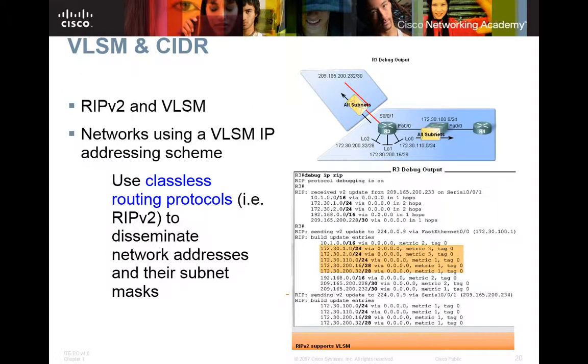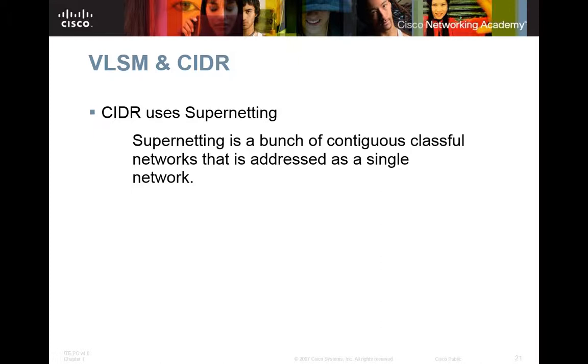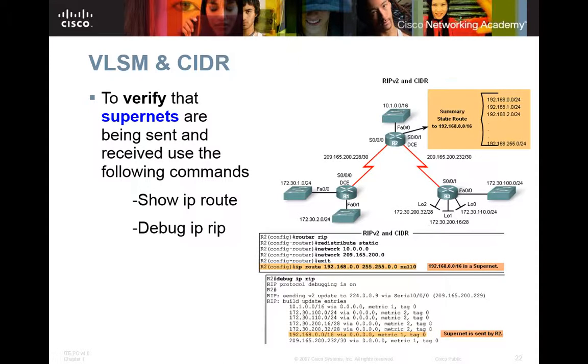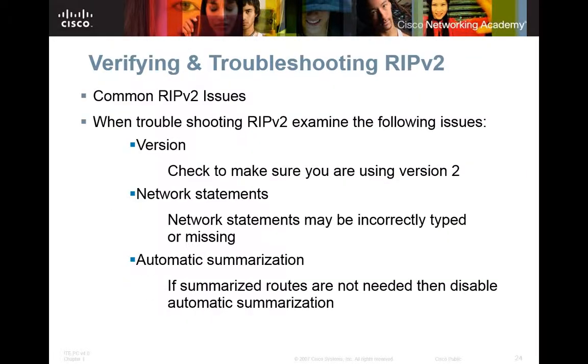Again, I'm not going to talk about debugging. It is a classless one, so you can use VLSM and CIDR. So I can come in and say 10.1.0.0/16. Okay. Remember, CIDR is using supernetting. It verifies the supernet.